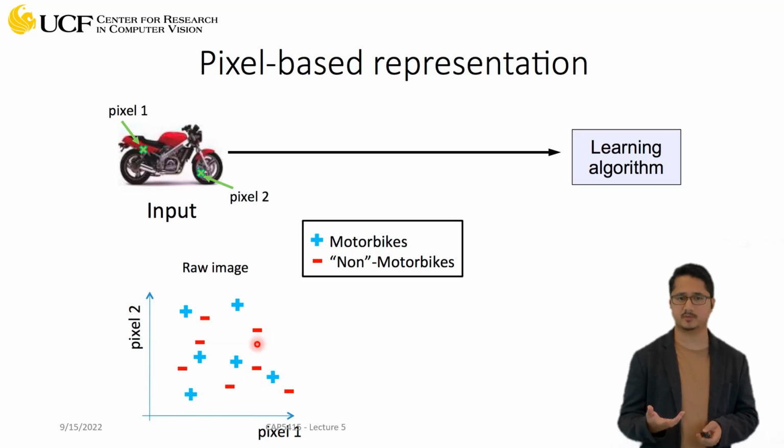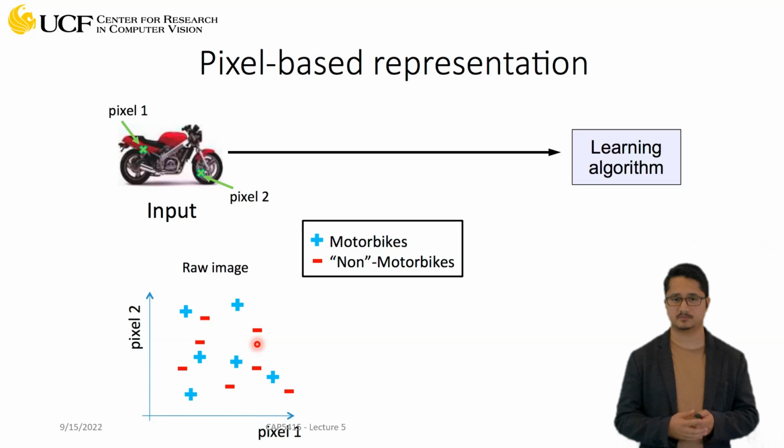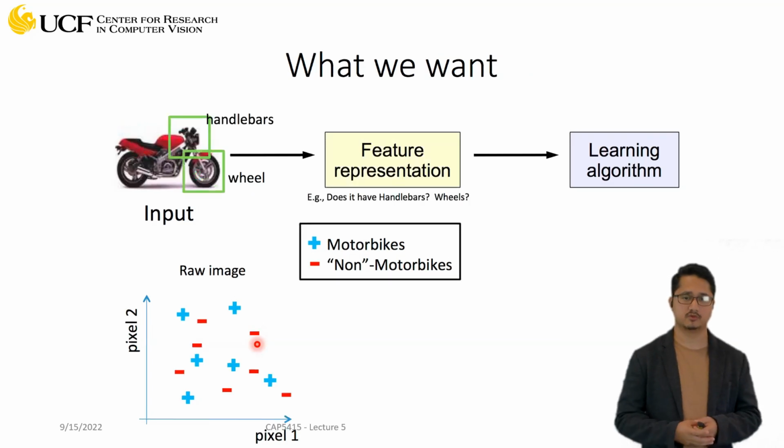So that's the difficulty of pixels, and that's actually true as well, because your pixel color will change depending upon the orientation, the lighting condition, and a lot of different factors. So clearly pixel-based representation is not good. Okay, so how can we improve this?